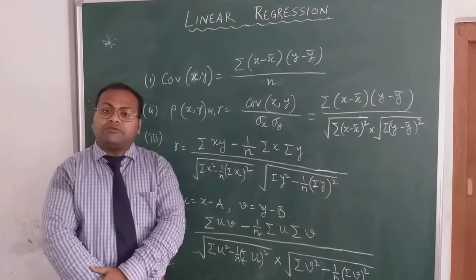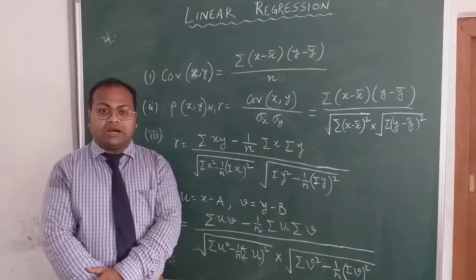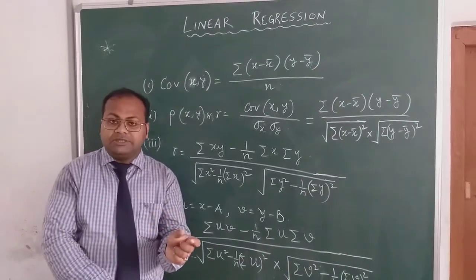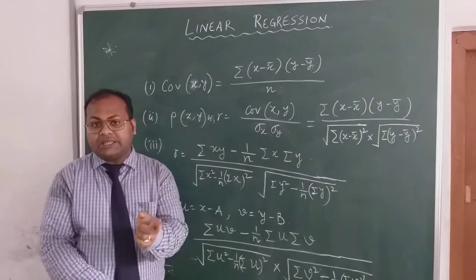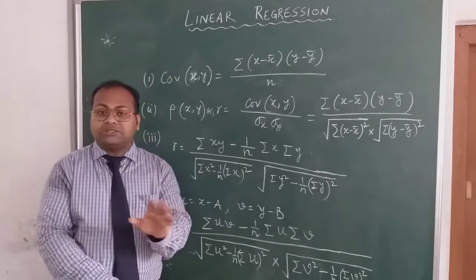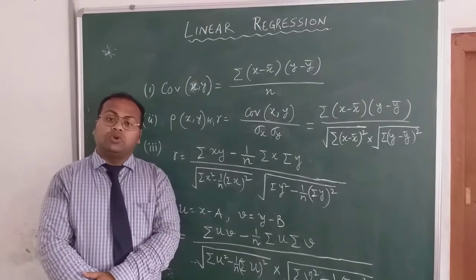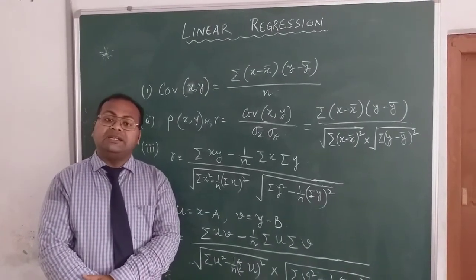Now, whenever we cannot find any correlation, meaning we cannot say that one variable is increasing and the other is decreasing, if we cannot say anything about that, then we can say that both the variables are not correlated or they are independently varying.